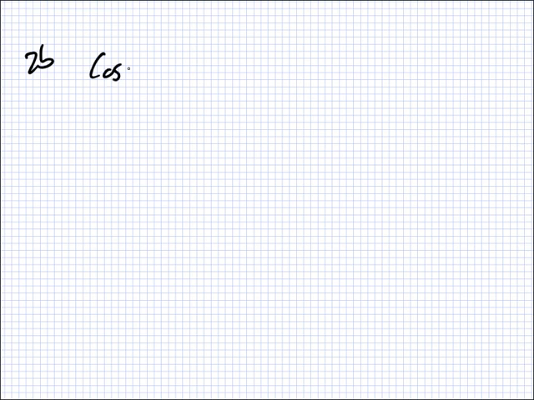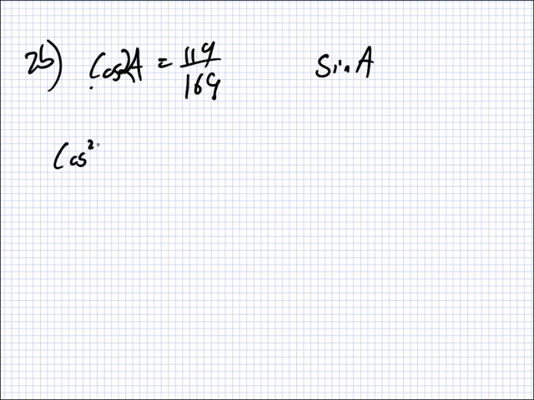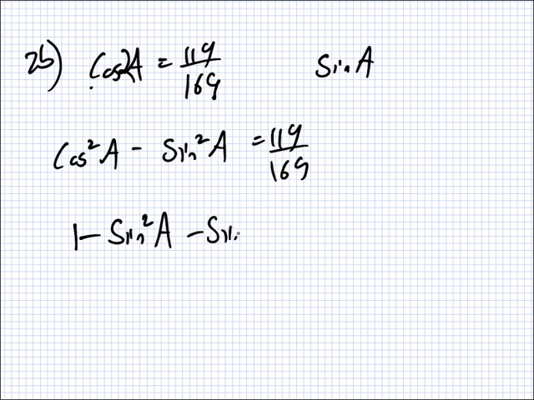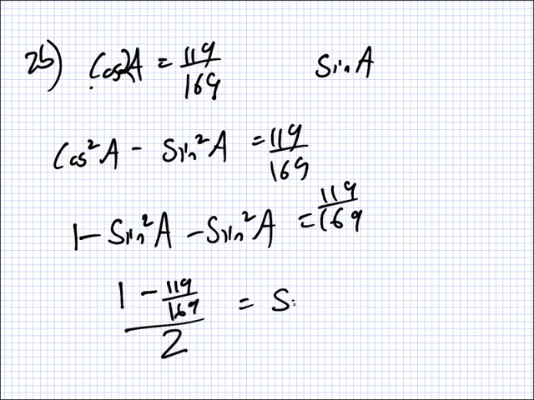How about this one? We'll do B. Cos 2A is 119 over 169, and I want to know what is sine A. Because cos 2A is cos squared A minus sine squared A, and cos squared A is 1 minus sine squared A, so cos 2A is 1 minus 2 sine squared A. So 1 minus 119 over 169, over 2, is equal to sine squared A. So sine A is the root of that.